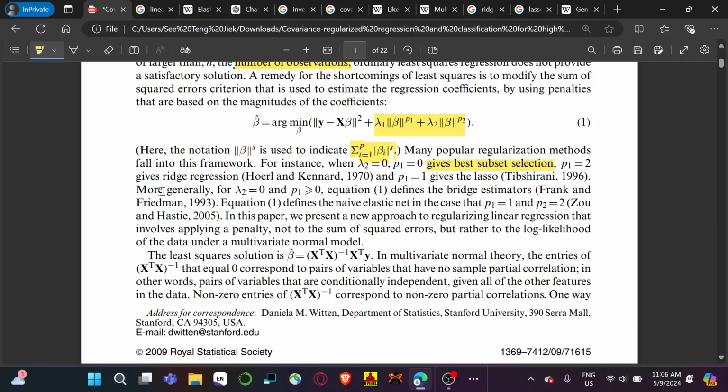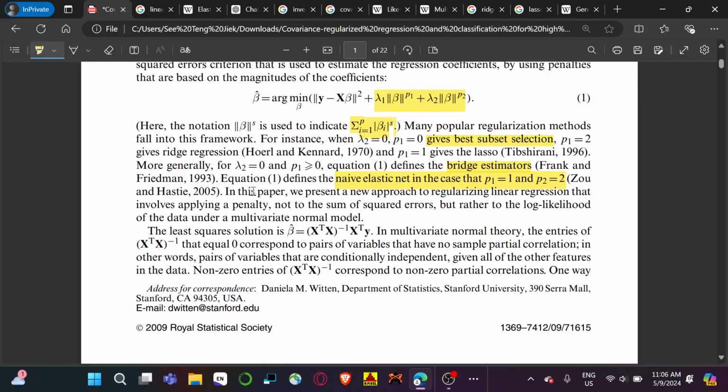So more generally, when lambda 2 equals 0, but p1 is greater than or equal to 0, then this entire equation defines the bridge estimator. It's a generalized version of the lasso and the ridge regression. So equation 1 defines the naive elastic net in the case that p1 equals 1 and p2 equals 2, right? So like I say, it's something like elastic net, essentially.